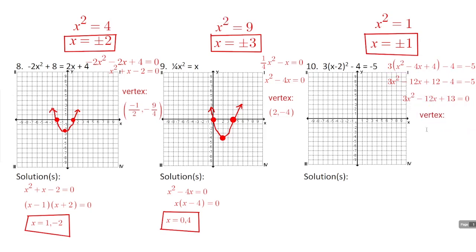So just like with the other ones, we'll start finding the vertex by doing negative b over 2a. So that'd be 12 over 2 times 3 is 6. So that'll be 2 comma something. And then to get the something, we'll plug that back into the equation. Let's see here. So that'd be 3 times 4 is 12. Minus 24 be negative 12. Plus 13 is 1. So our vertex is at 2 comma 1. Right here.